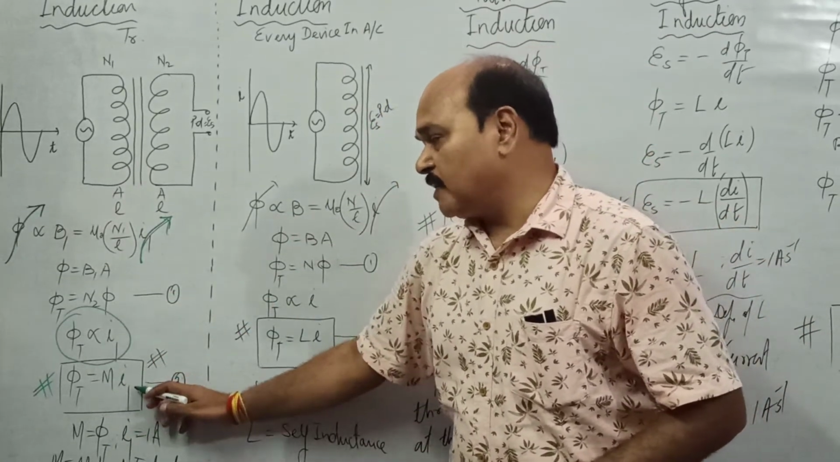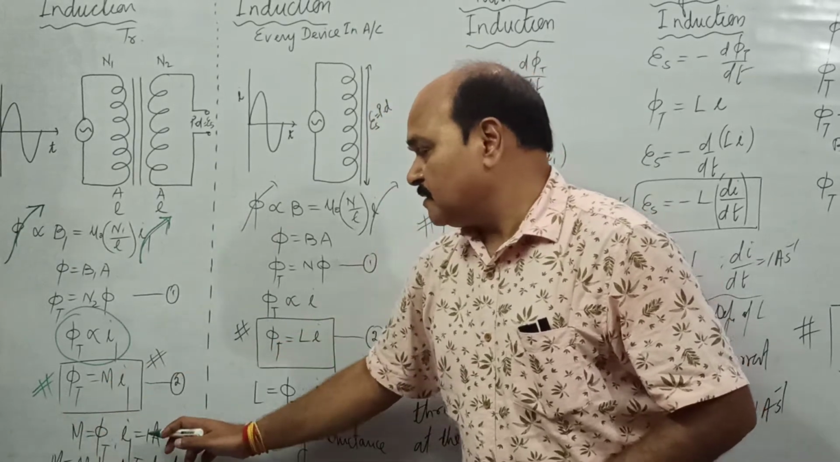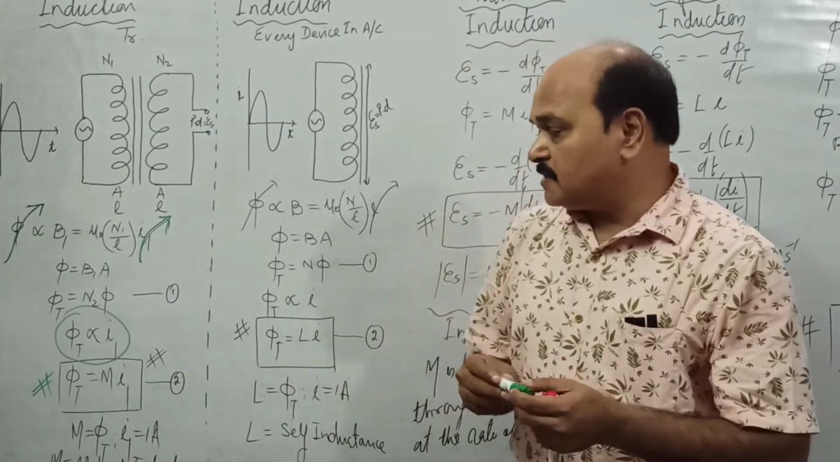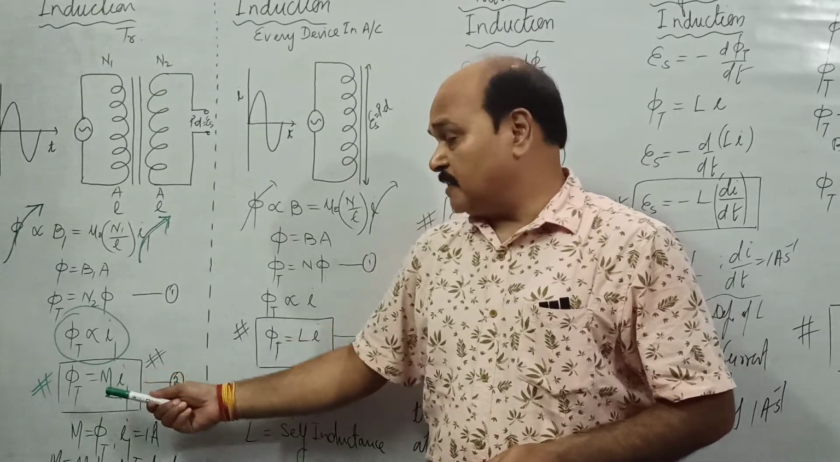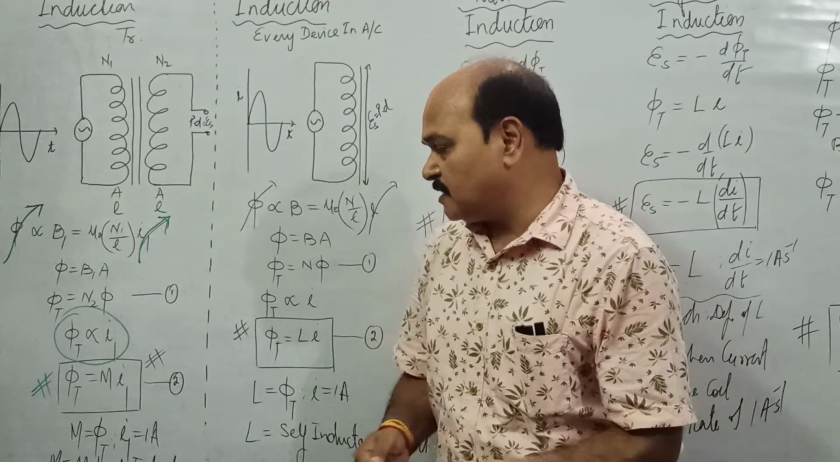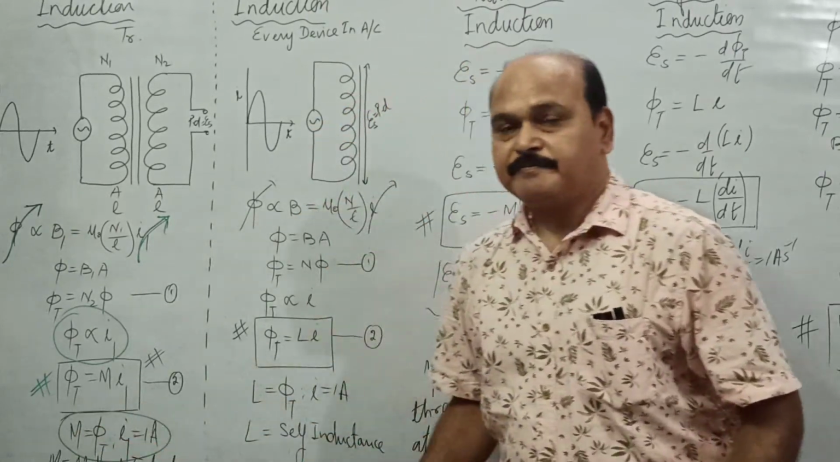If I is equal to 1, M is going to be equal to N2 phi. This simply means mutual inductance of coils is defined as the flux passing through the secondary coil when there is unit current passing through the primary coil. So you just need to write this mathematical statement in words and you have the definition of M.